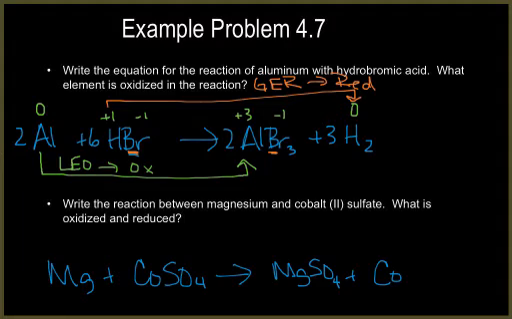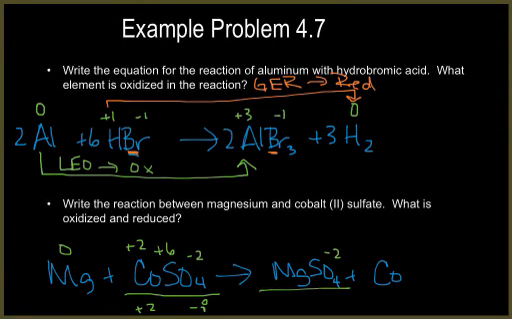Magnesium, element by itself, gets a 0. Oxygen, -2. Cobalt, on the other hand, is a +2. And then to get that in the middle, we'll go ahead and do that on this one. So this is a -8, and this is a +2. Since this is neutral, that means sulfur has to be a +6. Then on the other side, oxygen's a -2, -8. Magnesium's a +2. So that means sulfur is still a +6 over here. And then cobalt, element by itself on the side, goes to 0.